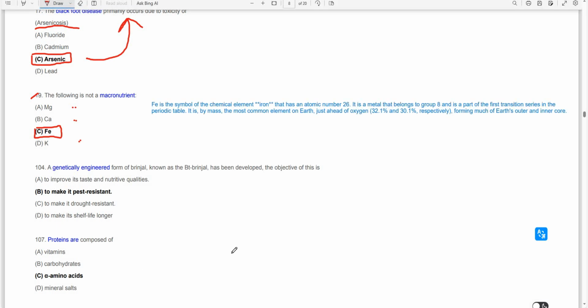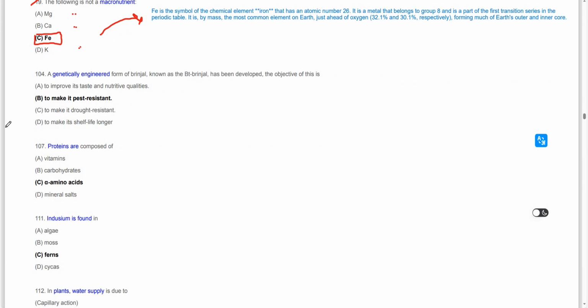So which of the following is not a macronutrient? Magnesium, calcium and potassium are all macronutrients, but Fe, that is to say iron, is not a macronutrient. It's a micronutrient.